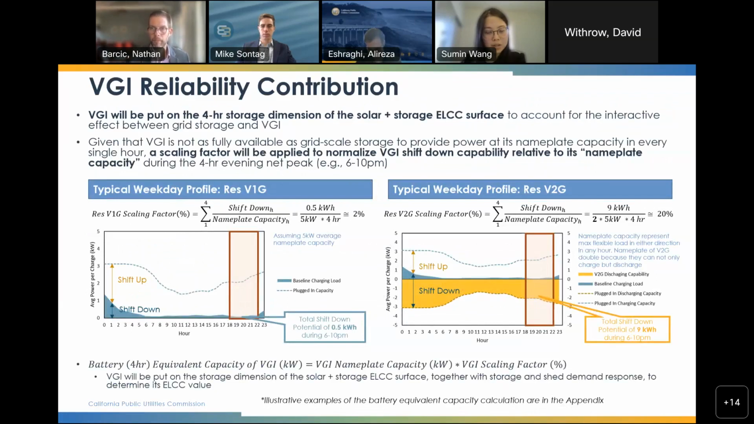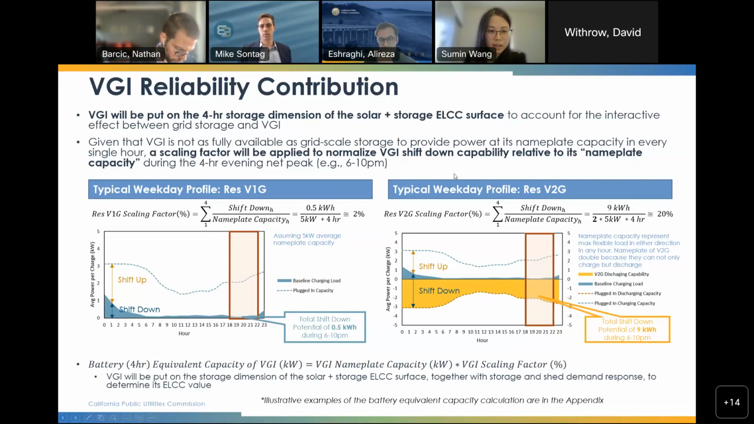Since VGI is very similar to a storage resource, it can shift up and shift down, but it is also energy limited. VGI will be put on a 4-hour storage duration of the solar plus storage ELCC surface to account for the interactive effect between grid storage and VGI. And VGI is not different from storage in that it is not fully available, as grid scale storage is, to provide power at its nameplate capacity in every single hour. So a scaling factor will need to be developed to normalize the shift down capability relative to its nameplate during the 4-hour evening net peak event.